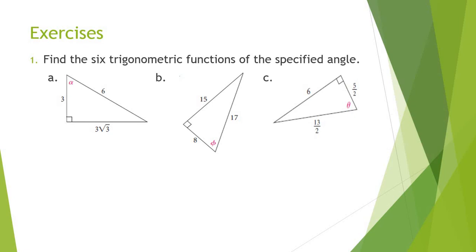So what you're going to do is these exercises. You're going to find the 6 trigonometric functions of the specified angle. Here you're going to find the 6 trigonometric functions of alpha, of phi, and of theta. So more or less there are only 18 values here: 6 for A, 6 for B, and 6 for C. Only those specified angles.